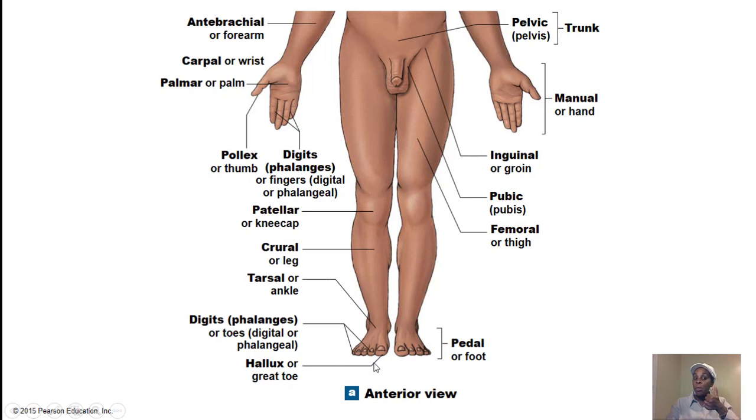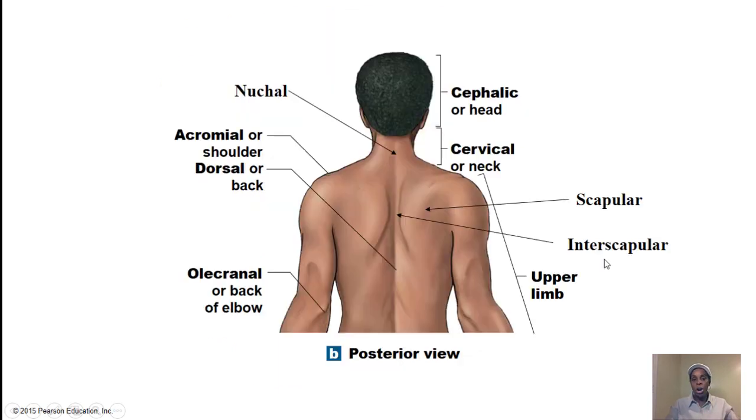Remember, the thumb is pollex. The big toe is hallux. And the foot is pedal. Remember, the hand is manual, and pedal, like the pedal of the car, right?